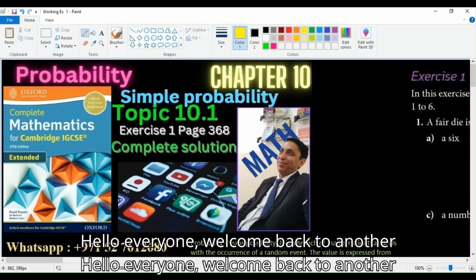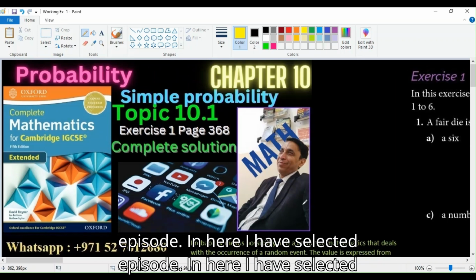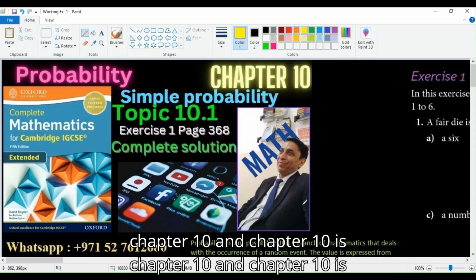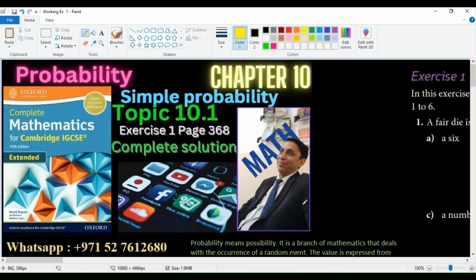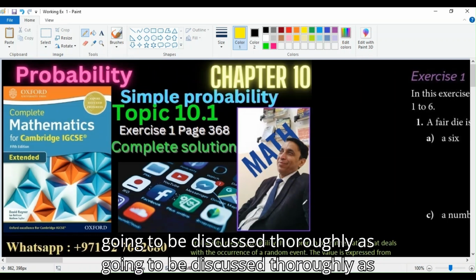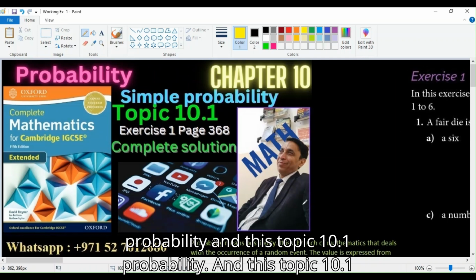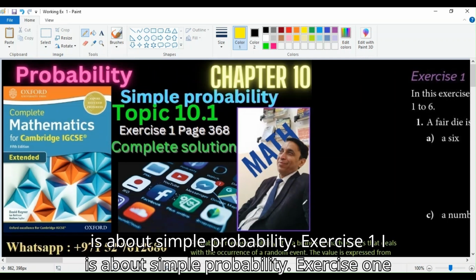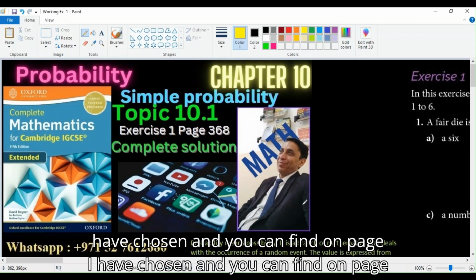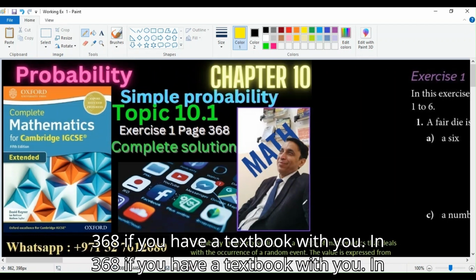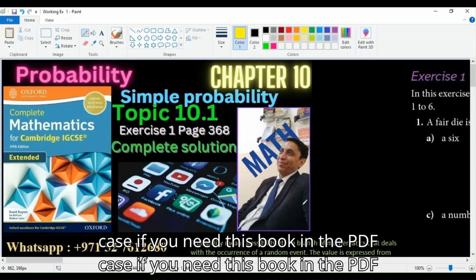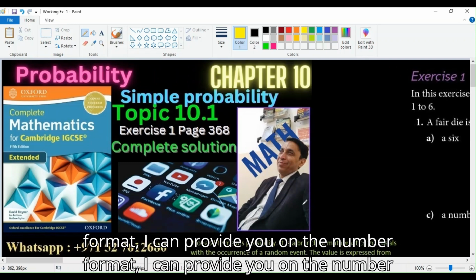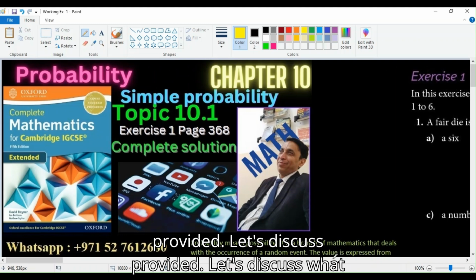Hello everyone, welcome back to another episode. Here I have selected chapter 10, and chapter 10 is going to be discussed thoroughly as probability. This topic 10.1 is about simple probability. I have chosen Exercise 1, which you can find on page 368 if you have a textbook with you. In case you need this book in PDF format, I can provide it on the number provided.